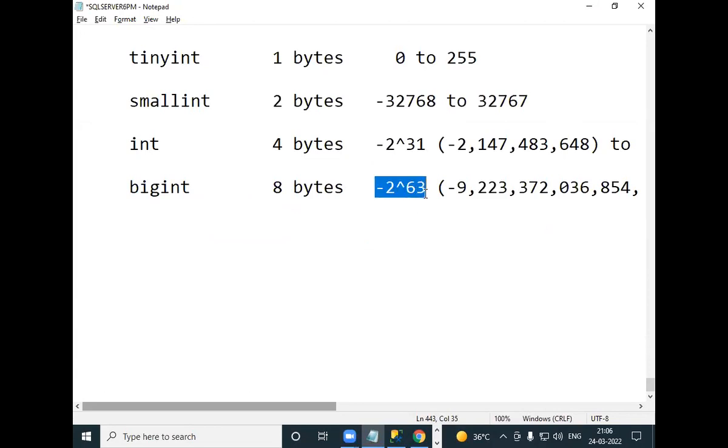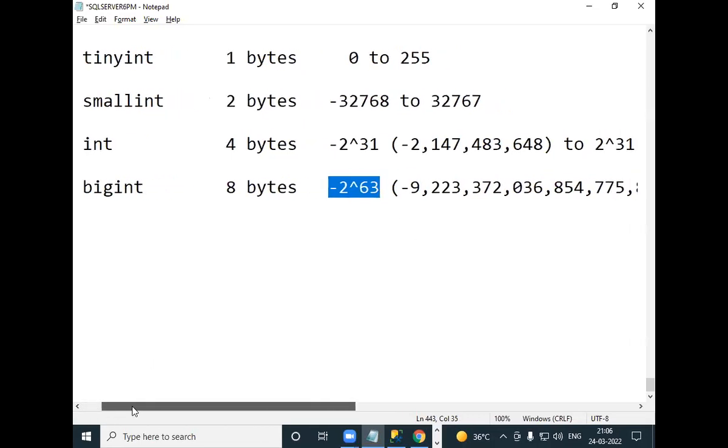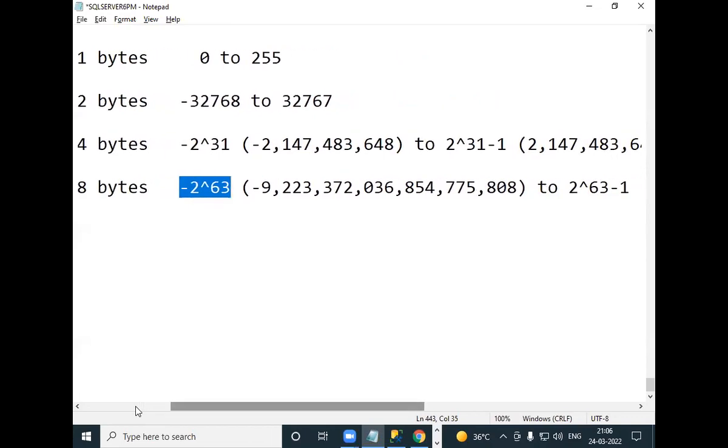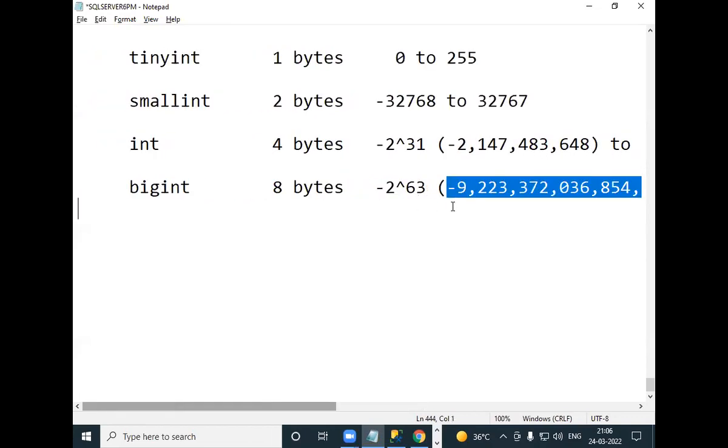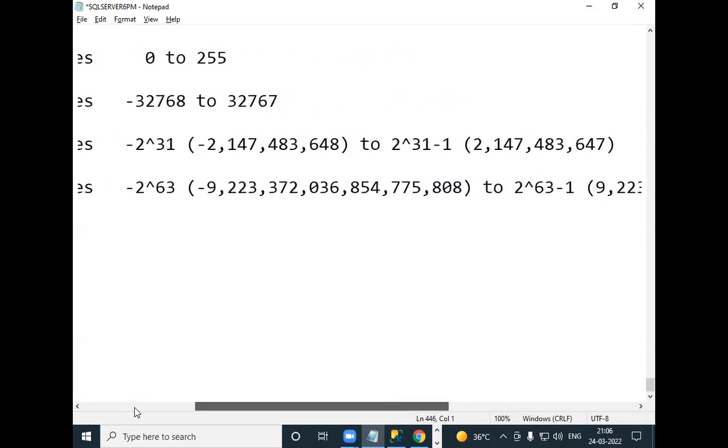Minus 2 power 63 to 2 power 63 minus 1. Sir, you don't need this actually. If you want, you can note down, no problem, but actually not required. Just write minus 2 power 63 to 2 power 63 minus 1. That is enough.